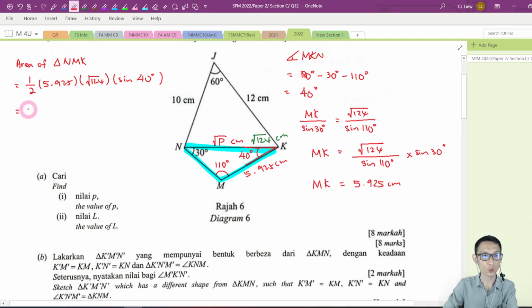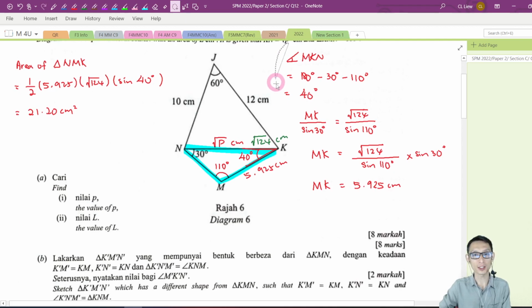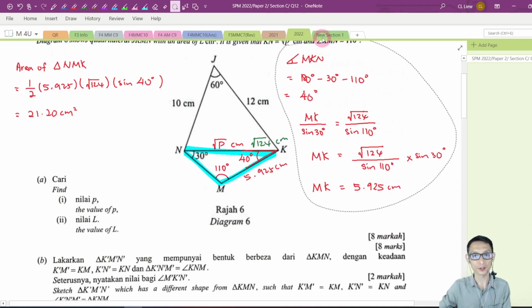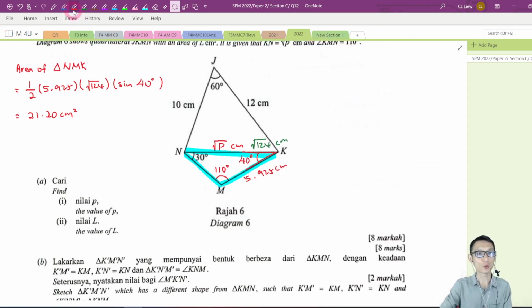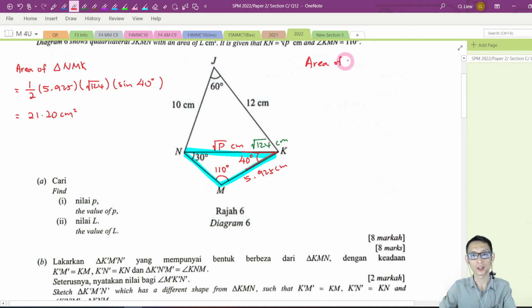Okay, the answer is 21.20 square centimeters. Okay, so now let me erase this one first. I'm going to find the area of triangle J and K.